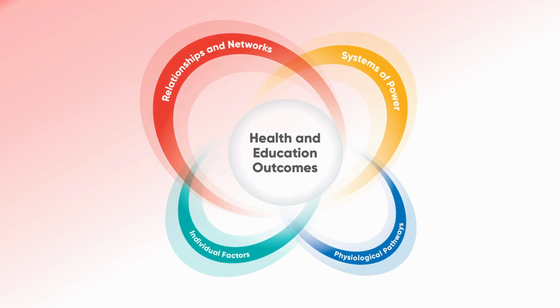Relationships and networks include connections and interactions with people around us, such as family, peers, coworkers, teachers, and neighbors. These connections can be sources of support that mitigate the negative impacts of systems of power, or they can uphold biases and harmful practices. Sometimes the same relationships and networks can be simultaneously supportive in some ways and harmful in others.